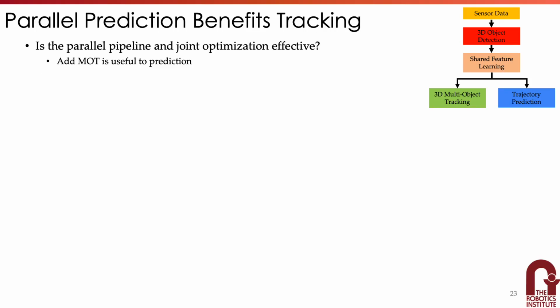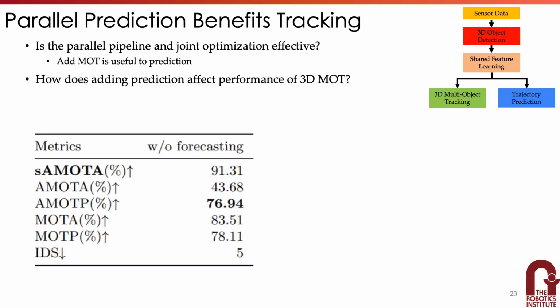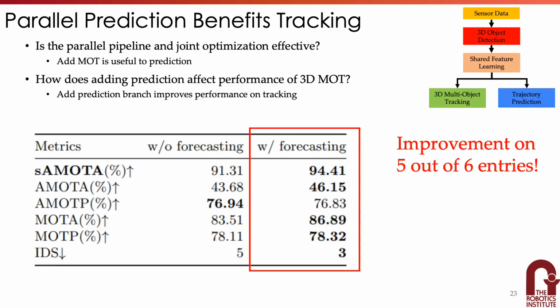Okay, we have shown that tracking is useful for prediction. What about the other way around? To test whether tracking can benefit from prediction, we first disable the prediction module and evaluate the tracking module alone. Then we add the forecasting module back, and we can see that performance is improved in terms of the tracking metrics. This shows the effectiveness of our parallel pipeline, where joint optimization benefits both tracking and prediction modules.